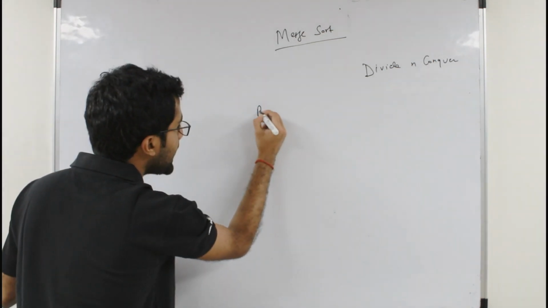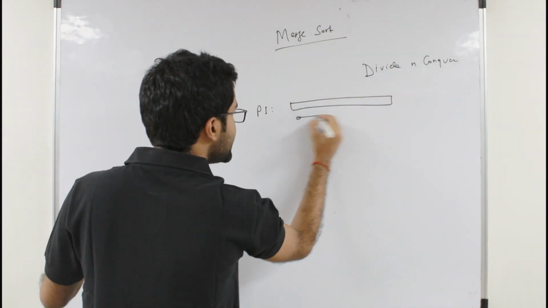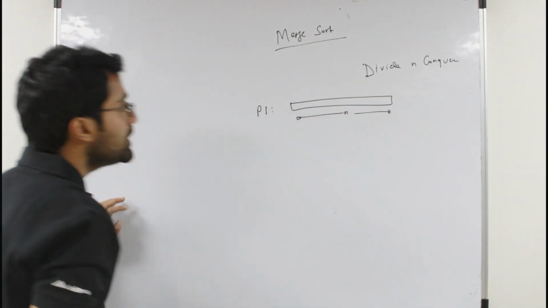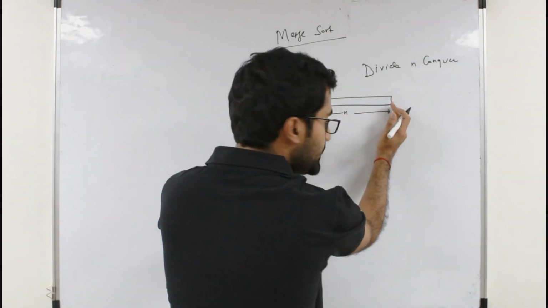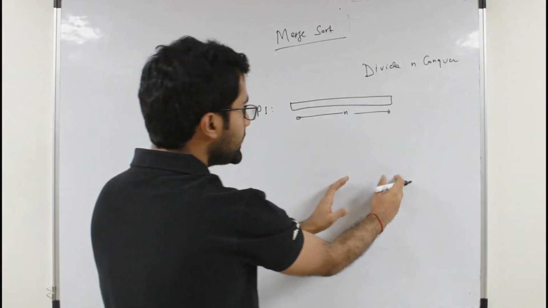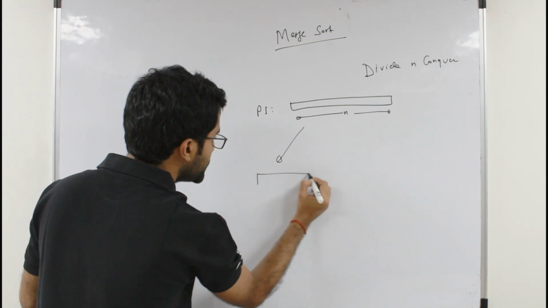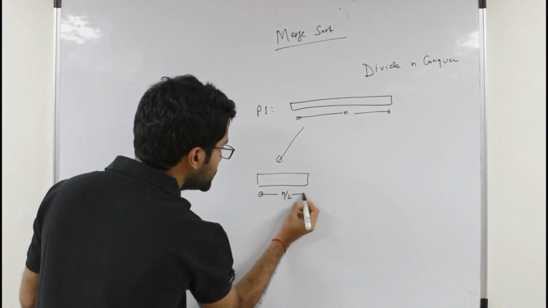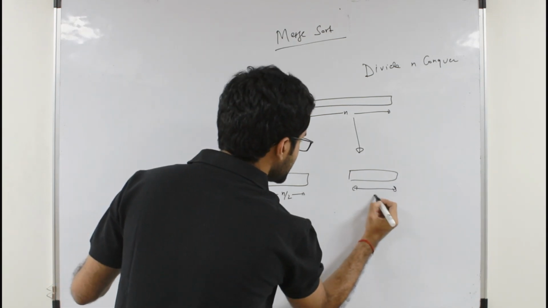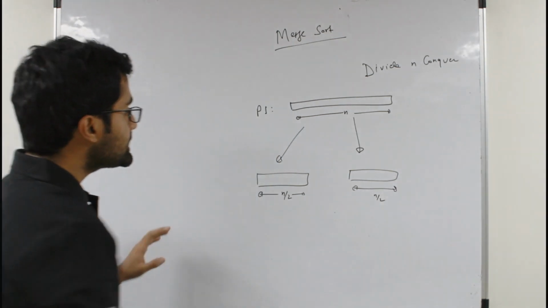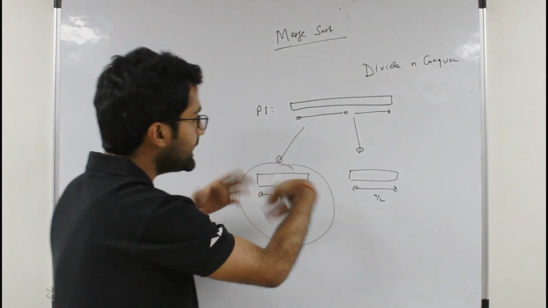So basically, let's say I have a problem 1 whose size is n. The divide and conquer strategy is that you divide this problem into smaller problems, into problems of smaller size. So let's say I divided it into a problem of size n by 2 and another problem of size n by 2. Now let's say this sub-problem somehow magically gets solved.